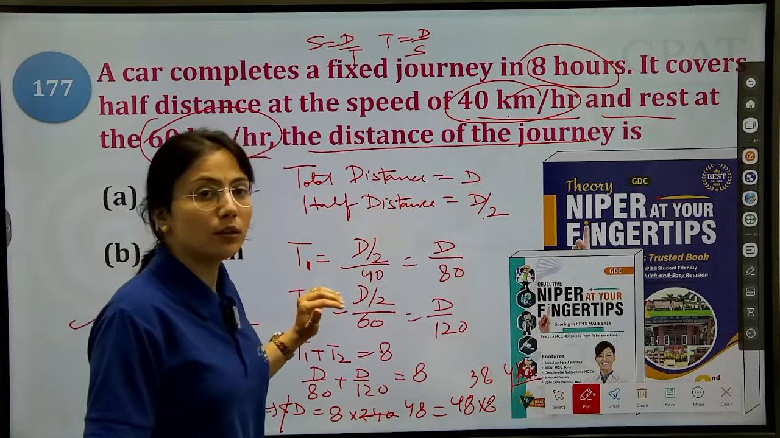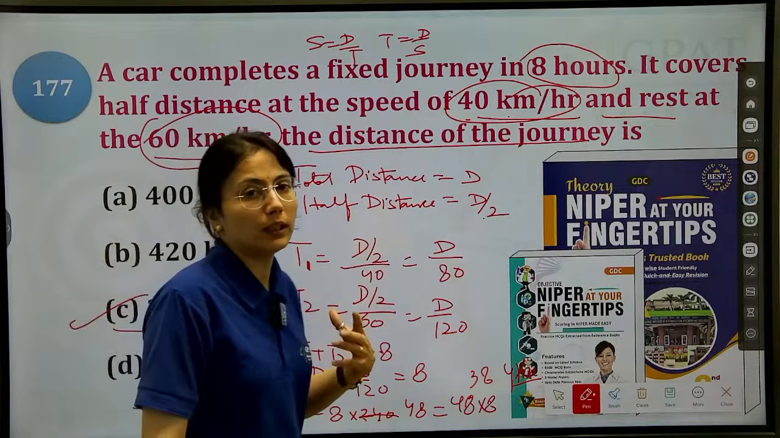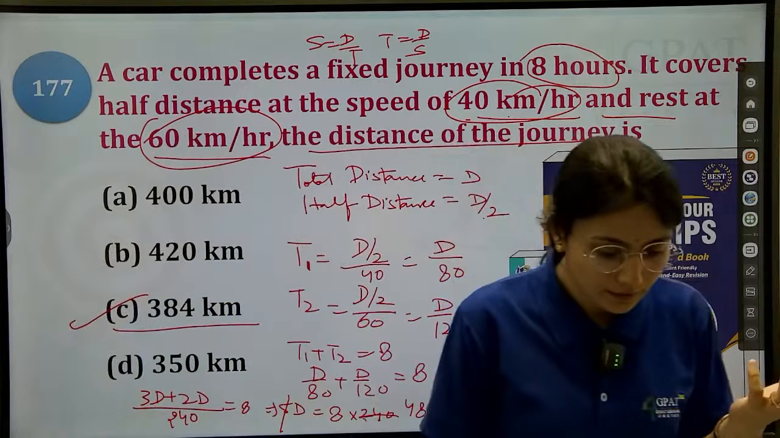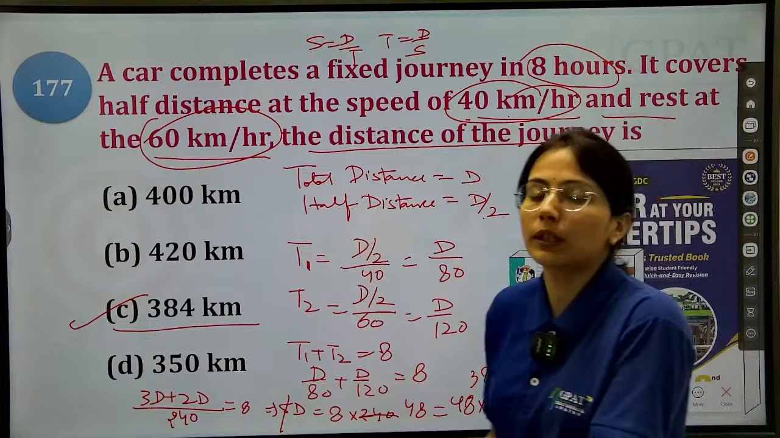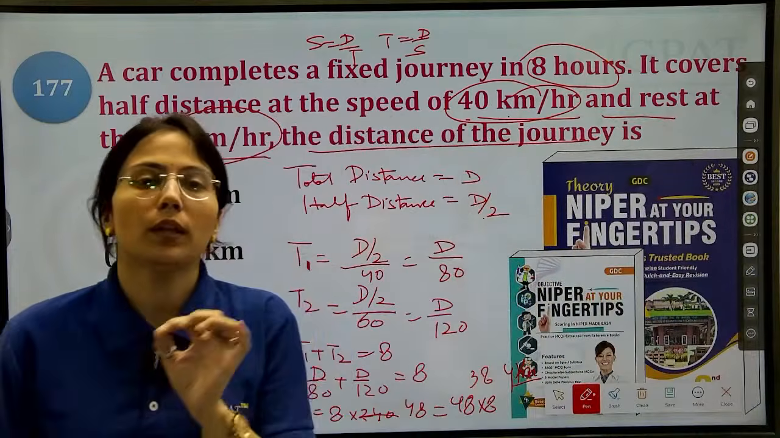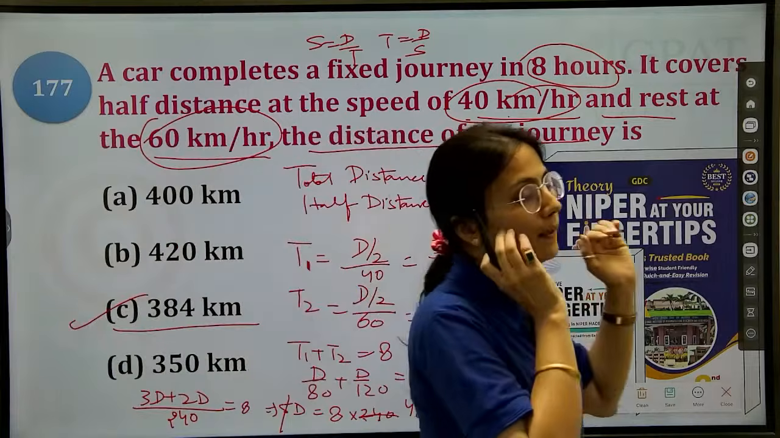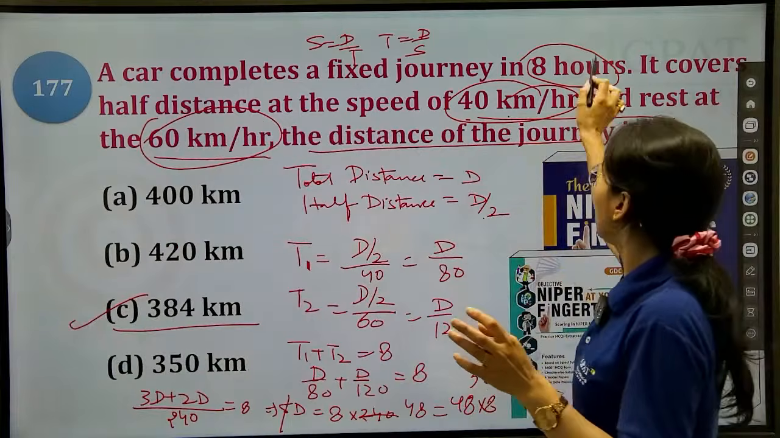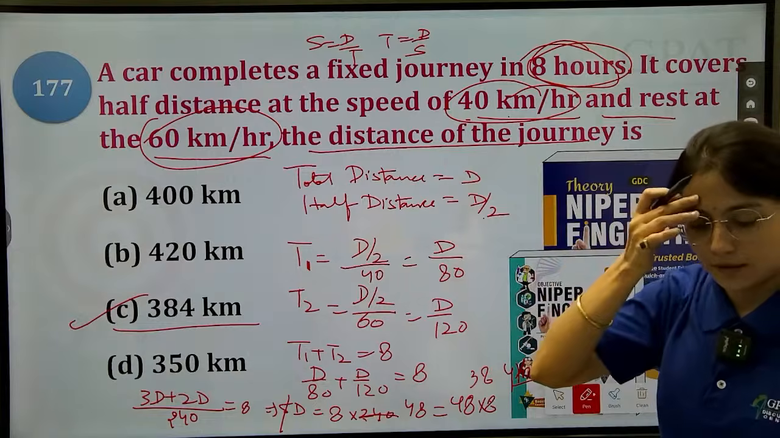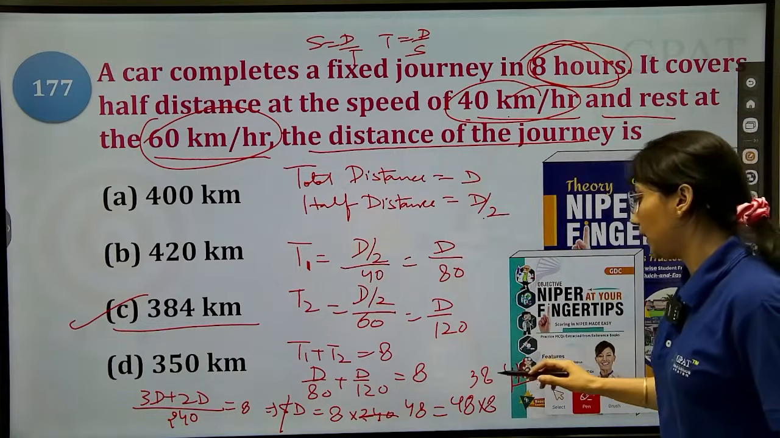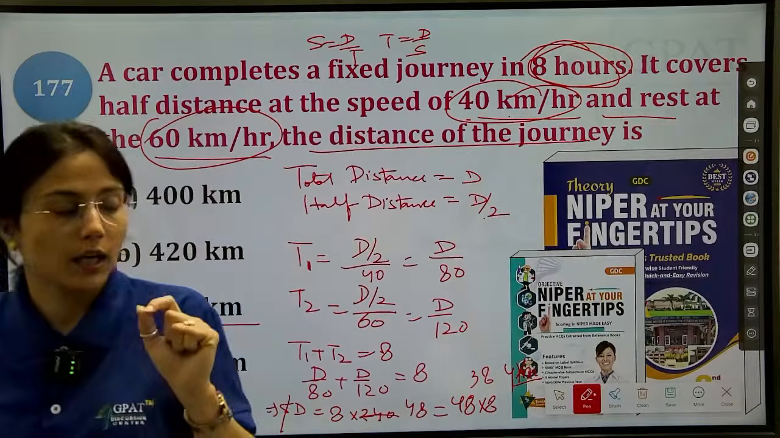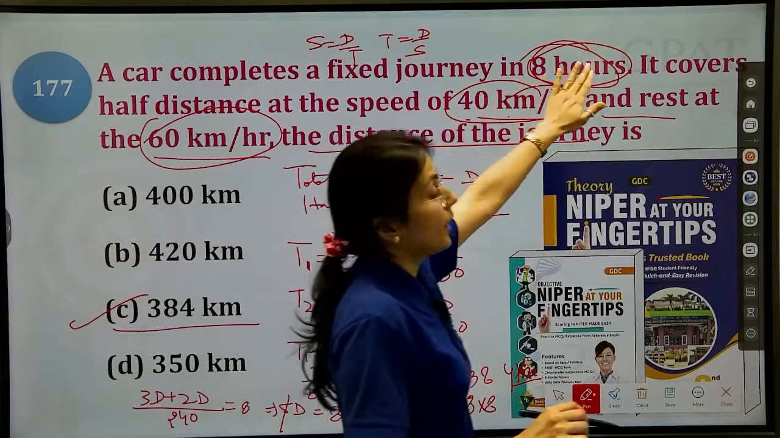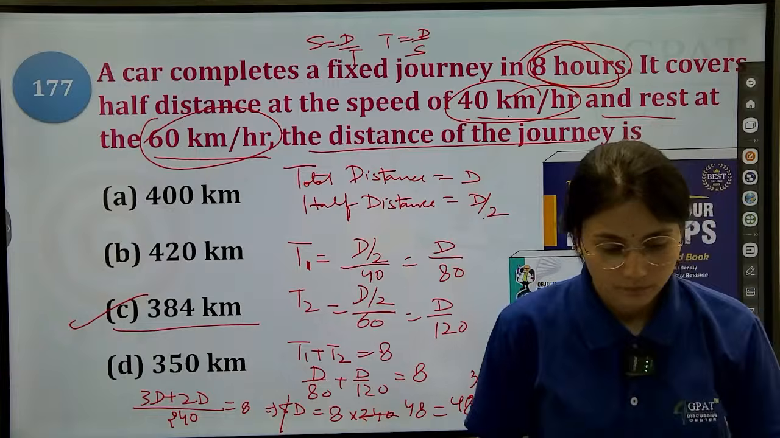Similarly, you can solve for the second time, and you know the total time the car takes is 8 hours. So T1 plus T2 is equal to 8. You put your values in that equation and you will get the total distance covered by the car in 8 hours. So 384 kilometers is the distance covered by the car in 8 hours. Okay, understood?